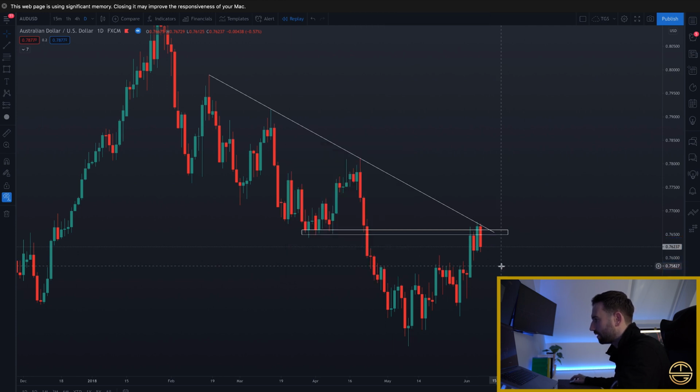We don't have to overcomplicate this. We just found our direction by looking for lower highs and lower lows. You can see we're in a nice simple downtrend. So let's jump back on the board. Let's go down the time frame.